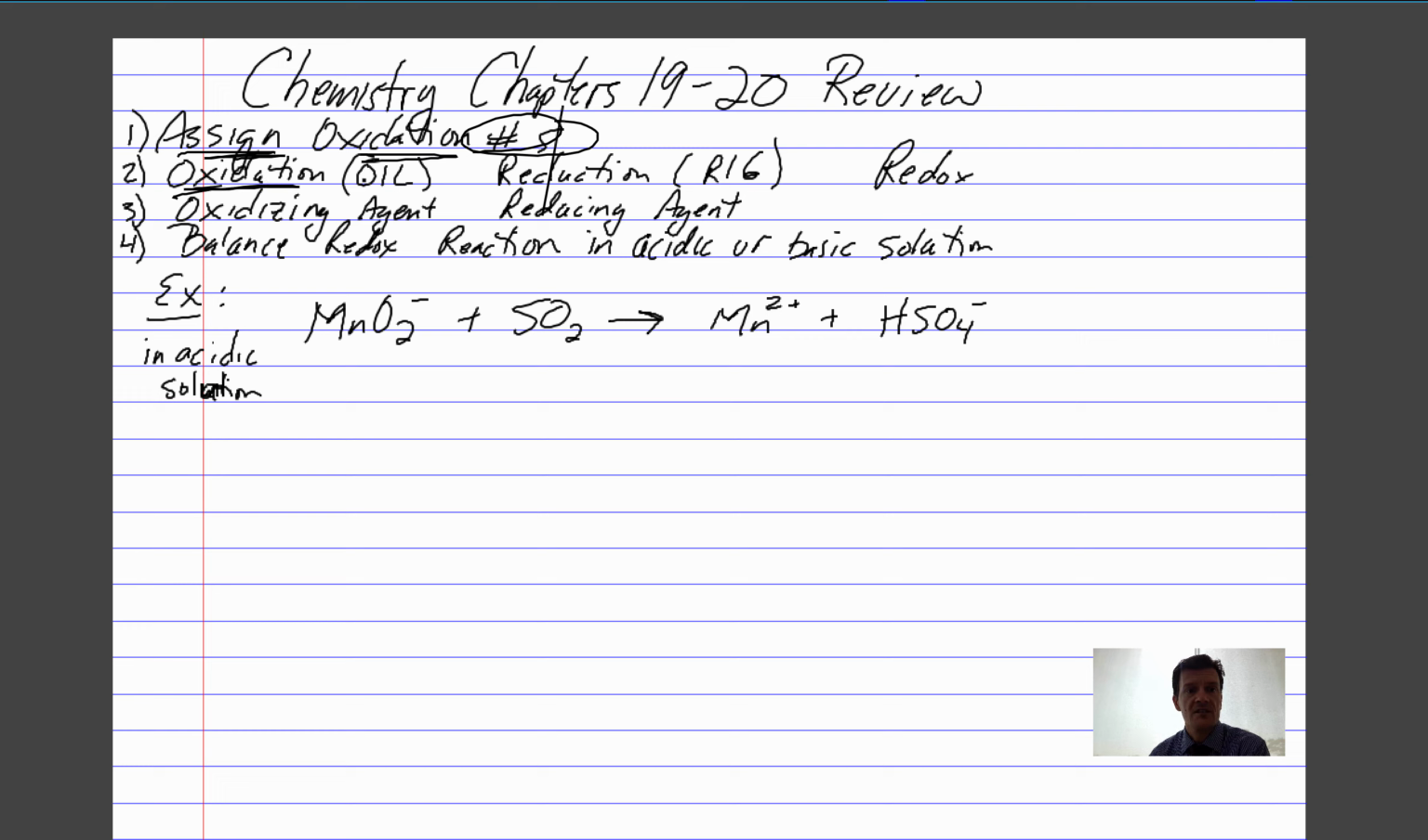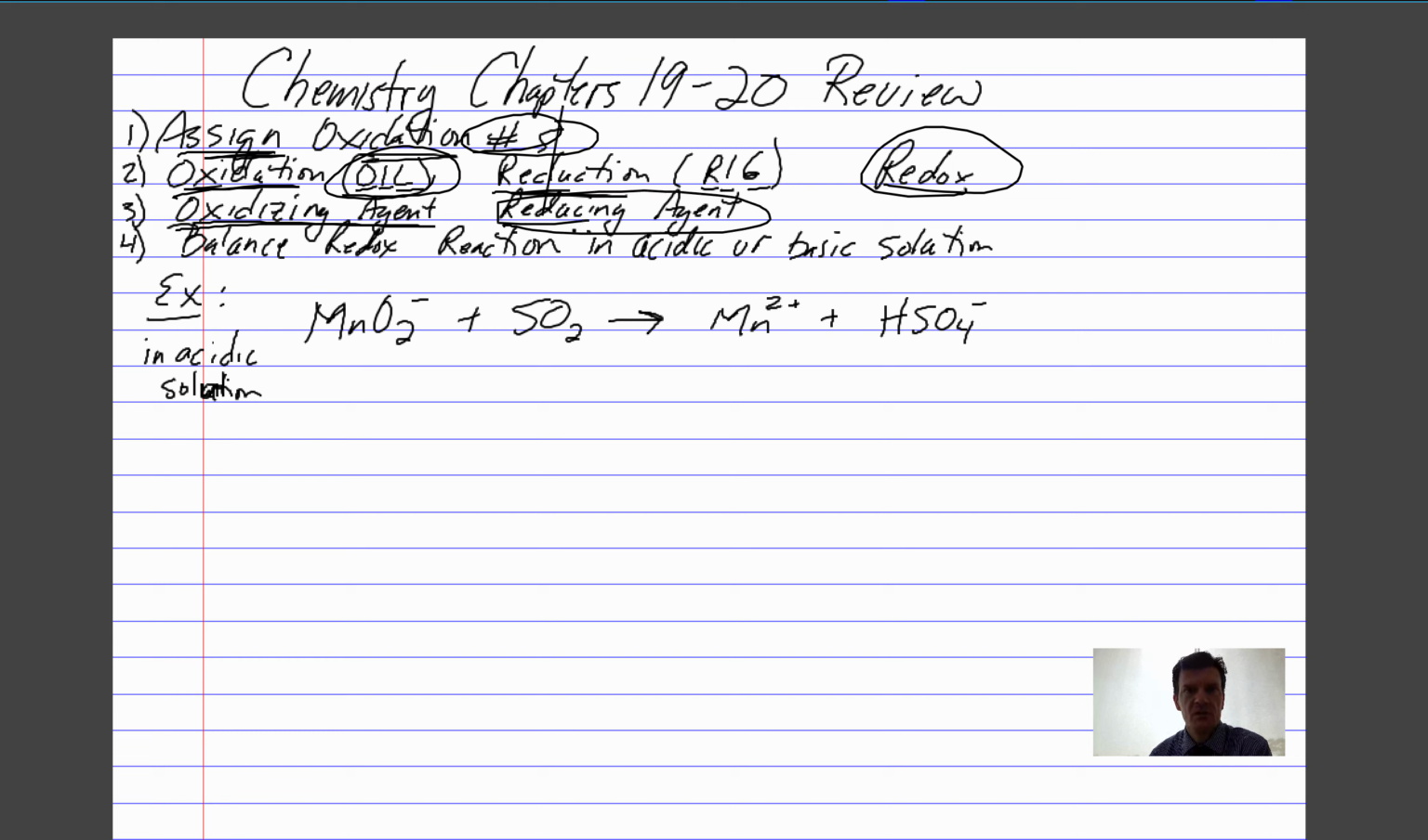You have to know that oxidation is losing electrons. Reduction is gaining electrons. So together we have a redox reaction. You have to know that an oxidizing agent is something that forces something else to be oxidized. An oxidizing agent is reduced. A reducing agent is something that helps something else be reduced. A reducing agent is oxidized.